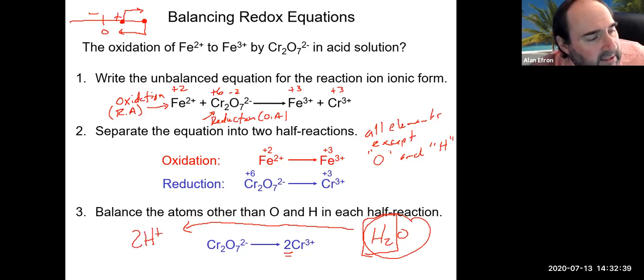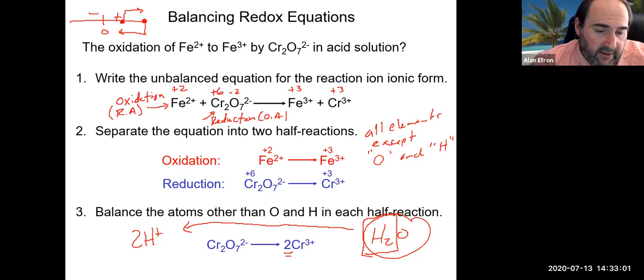So the 2 H pluses will take care of the hydrogens that you're adding to one side to balance out the oxygen. So again, you won't end up with the wrong number of hydrogens at the end. In this particular case, if we look at these half reactions, the one with the iron has no oxygen, so we don't have to worry about water.